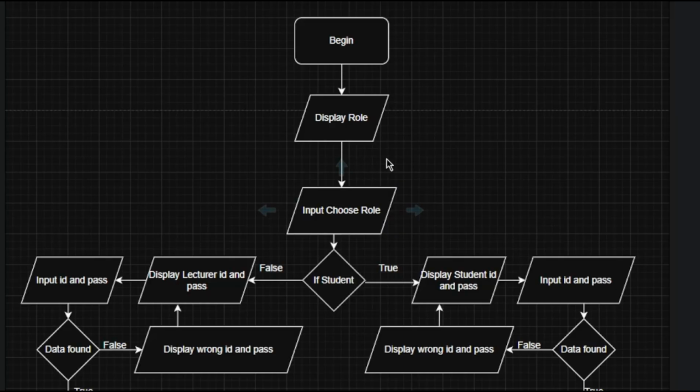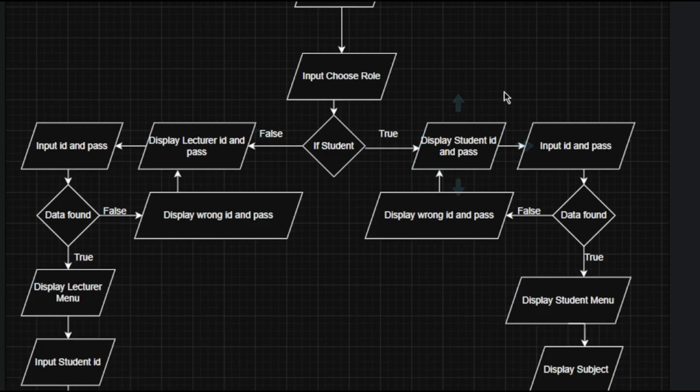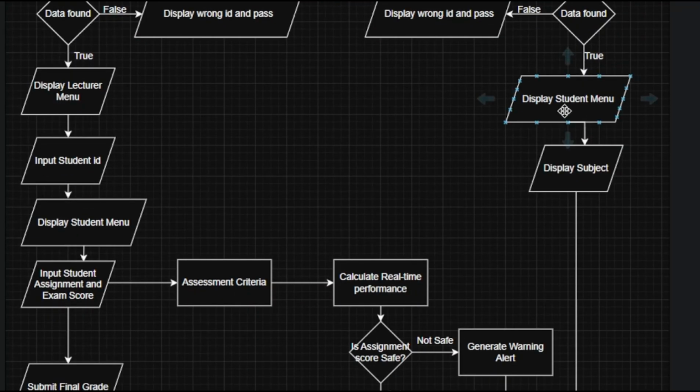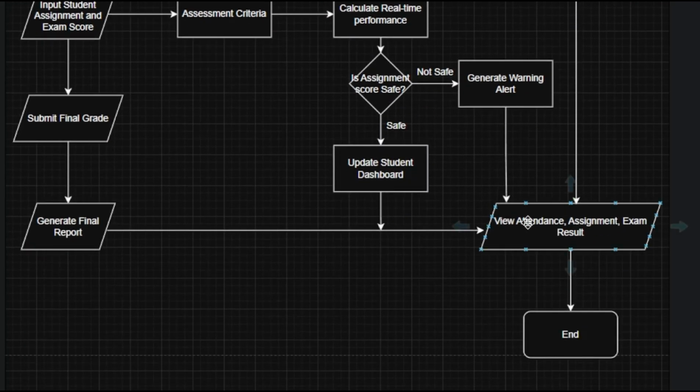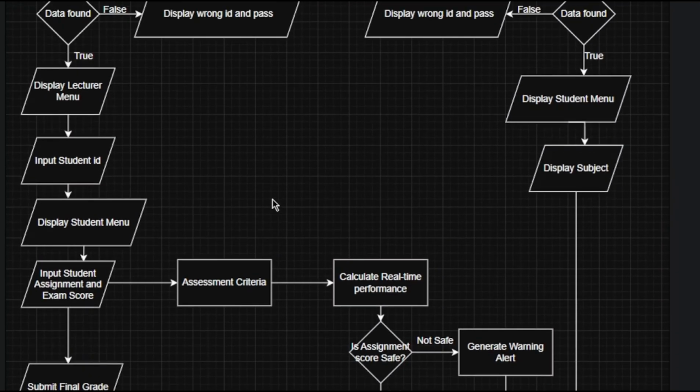Now I will discuss the flowchart. First, the system will display the role and let you choose the role. If you choose the student role, the system will display student ID and password and let you input them. If you input the wrong one, the system will go back, display student ID and password and let you input again until it is correct. Now if it is correct, the system will display the student menu and display subjects, and you can view attendance, assignment, and exam results.